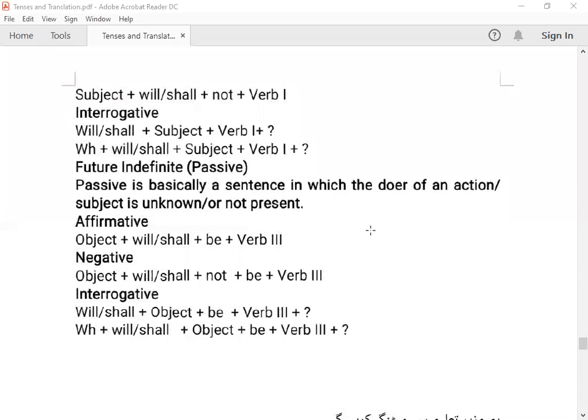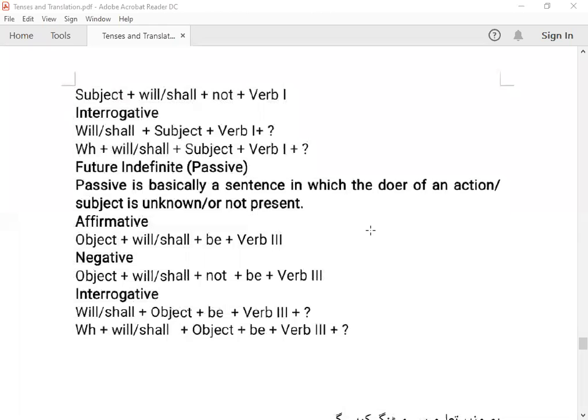And interrogatives that start with when, why, who, etc. They take WH words at first, and then we put will, shall, there are modals, then object plus be, and then third form of the verb. So this is the way you have to form the passive form of future indefinite.